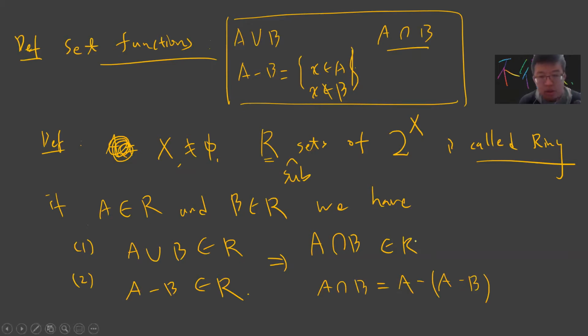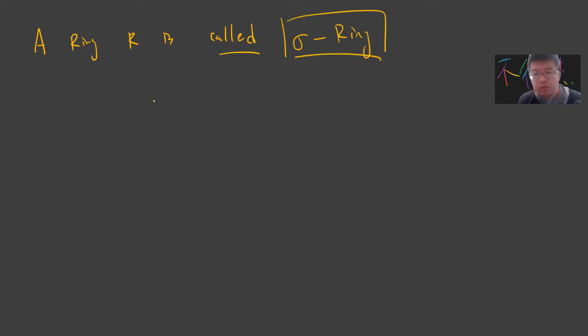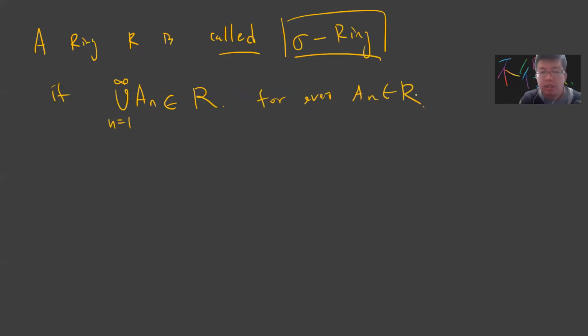Okay, and let me add another condition. A ring R is called a sigma ring if the following holds. So this is the basic setting of measure theory, right? Because if you want to use a volume for set A and a volume for set B, then you should be able to talk about the volume of their difference and their union, right? So this is common. If the countable union of A_n is in R for every A_n in R, then basically any countable union of elements of R gives you another element in R.